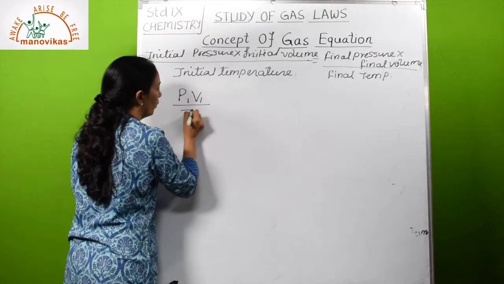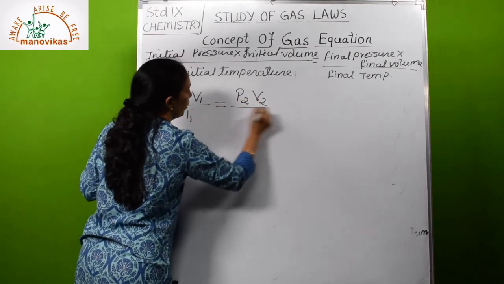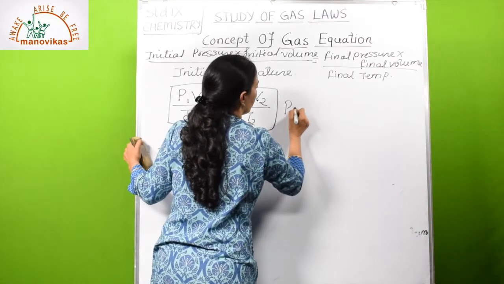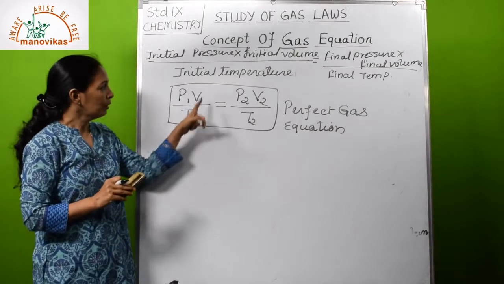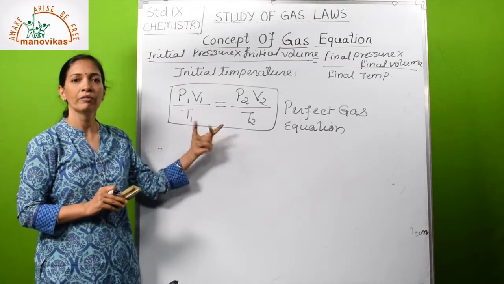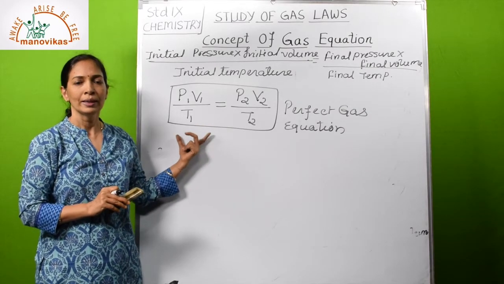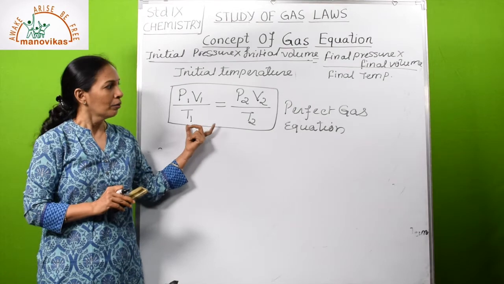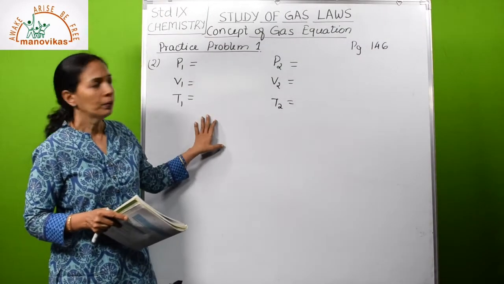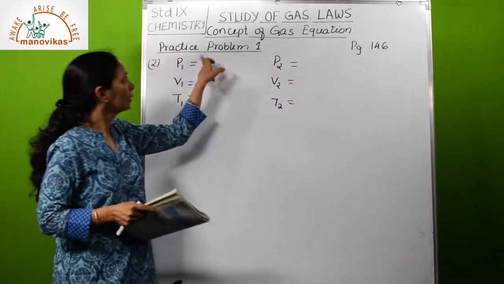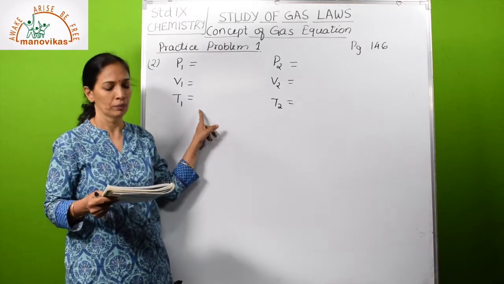So what is this? P1 V1 upon T1 is equal to P2 V2 upon T2, the perfect gas equation. Out of these 6, any 5 will be given and the 6th unknown can be calculated. So let us see what numericals you have to solve. Now numerical in your book, page number 146, practice problem 1. There are 2 sums. I am solving the second one. You all solve the first one.